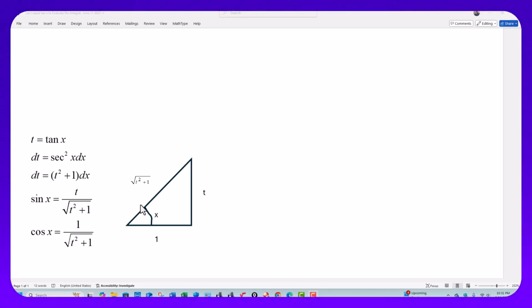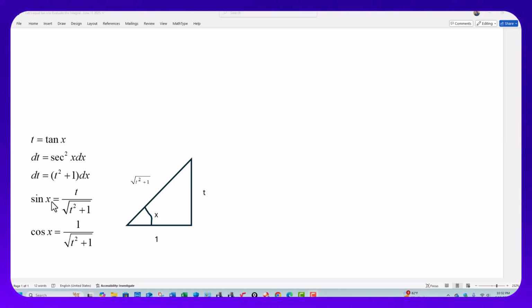And then sine of x. Here's the triangle. The tangent is opposite over adjacent, so tangent of x is t over 1. That's where the substitution comes from. The hypotenuse of this triangle is the square root of t squared plus 1. So the sine of x is opposite over hypotenuse, which is t over the square root of t squared plus 1. The cosine is adjacent over hypotenuse, that's 1 over the square root of t squared plus 1.